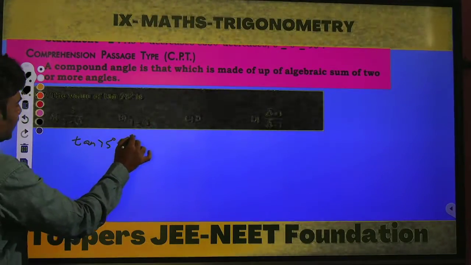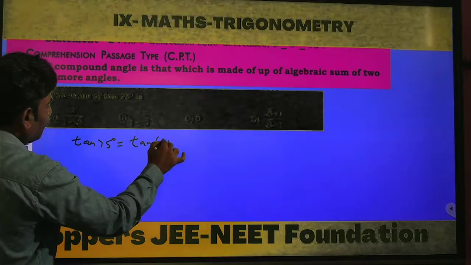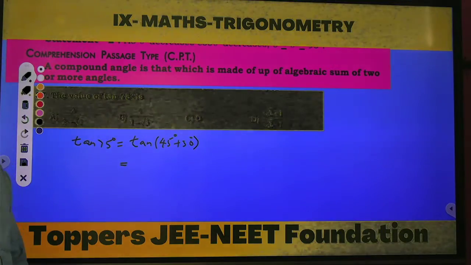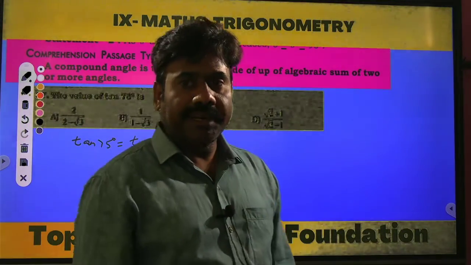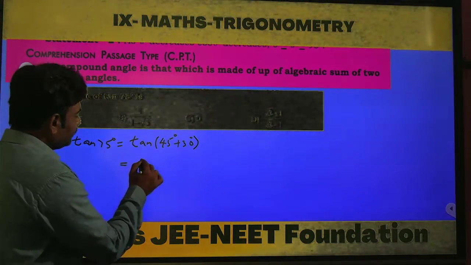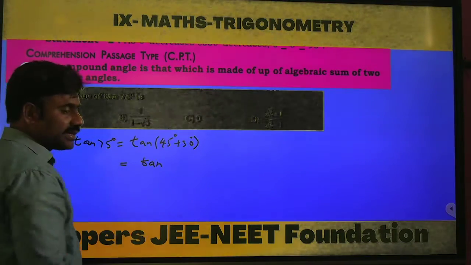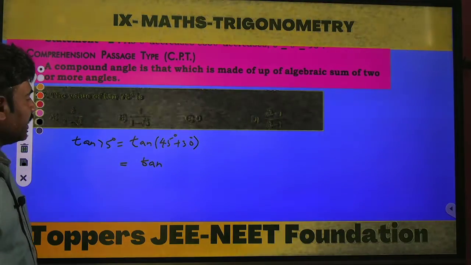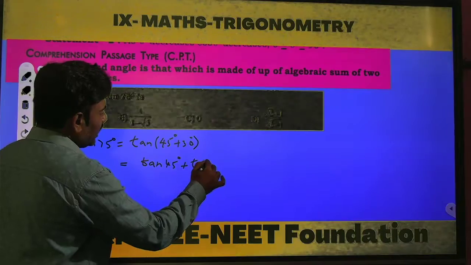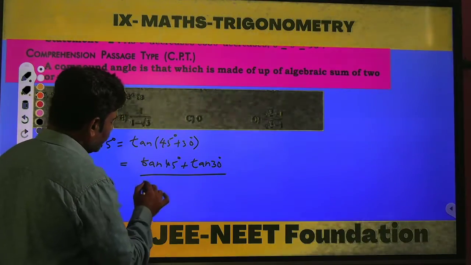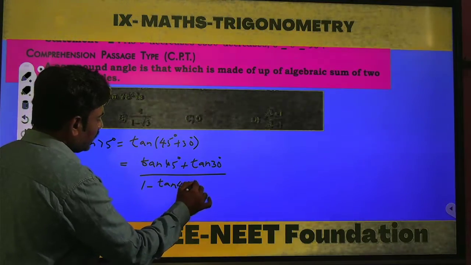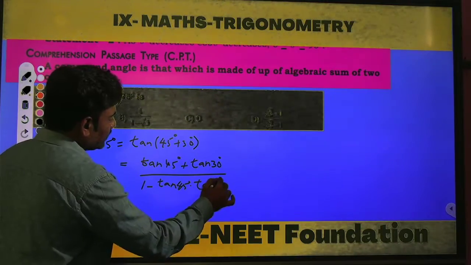Tan 75 degrees can be written as tan of 45 degrees plus 30 degrees. Now it is in the form of tan of A plus B. Tan of A plus B is equal to tan A plus tan B by 1 minus tan A into tan B. Here let us take A as 45 degrees and B as 30 degrees. Tan A means tan 45 degrees plus tan B means tan 30 degrees, whole divided by 1 minus tan A means tan 45 degrees into tan B means tan 30 degrees.